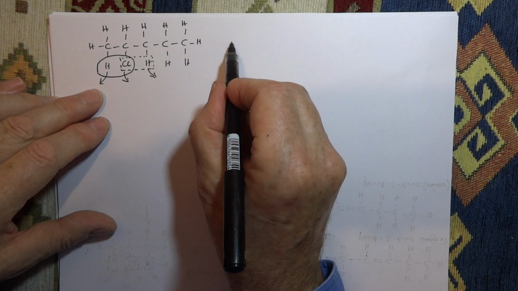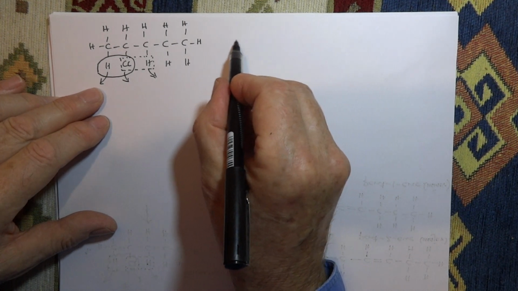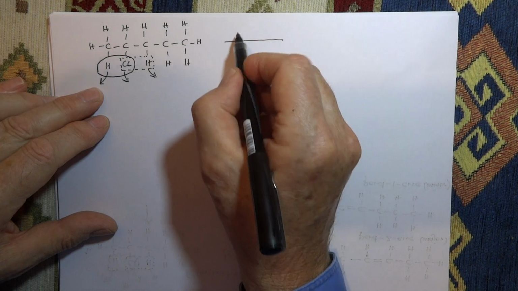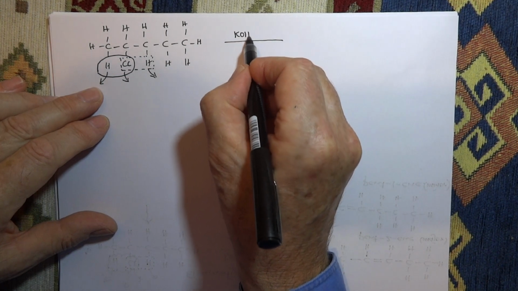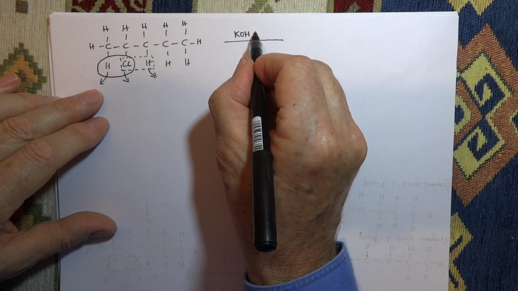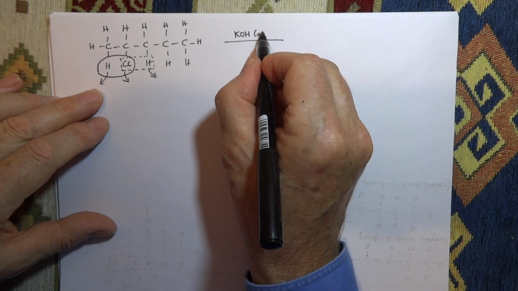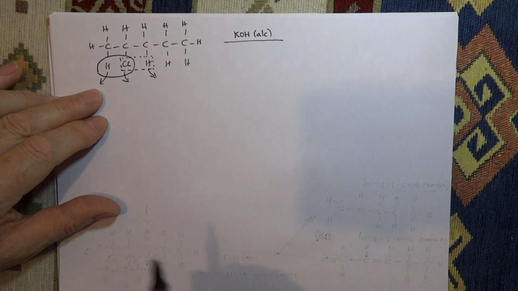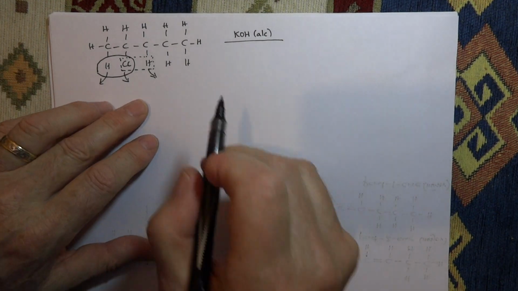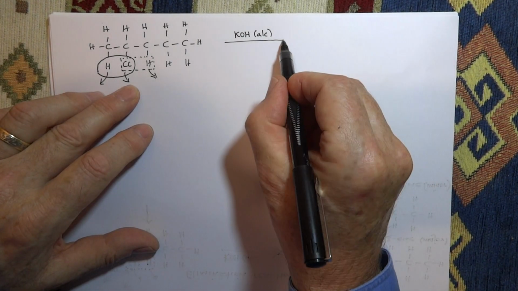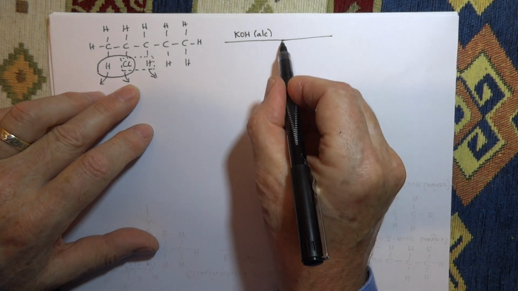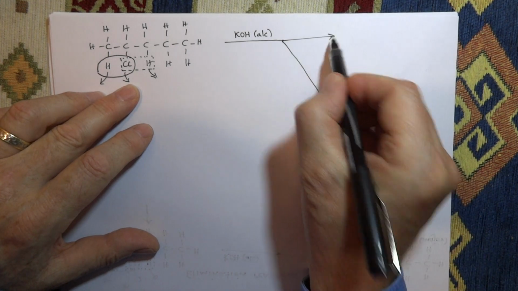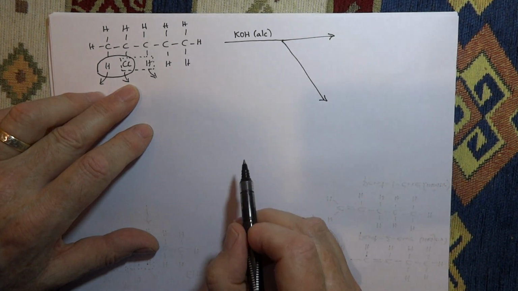Now a reactant that is used to do this reaction is potassium hydroxide, KOH. And the special conditions are that it needs to be dissolved in dry alcohol. We express that like this. Now when this happens you get two products. You get a mixture. So you get what's called a major and a minor product.